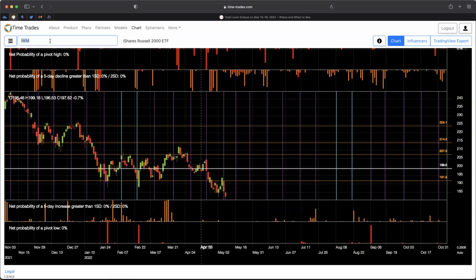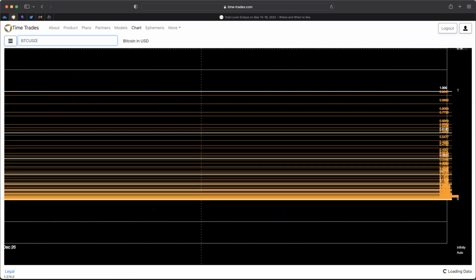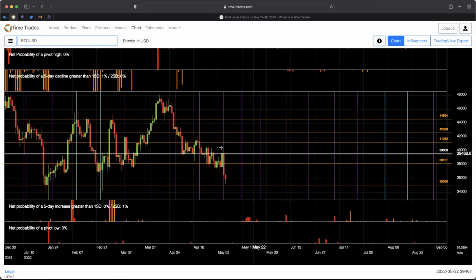I just want to cover crypto quickly before I sign off for the week. Let's take a look at Bitcoin. One of the things that's been bugging me about the Bitcoin and Ethereum forecast is just the lack of forecast. I've got some ideas on what's going on here. I'm going to be doing some experiments to try to see if we can address this.